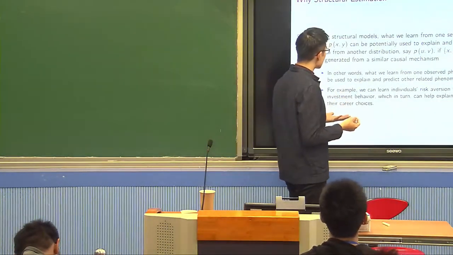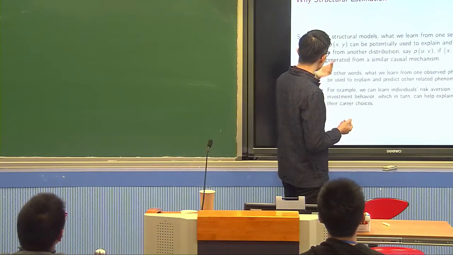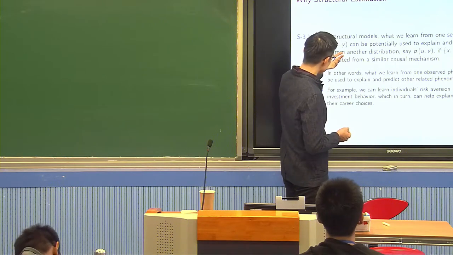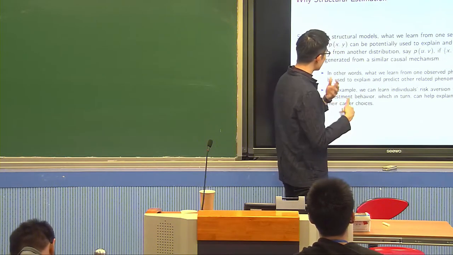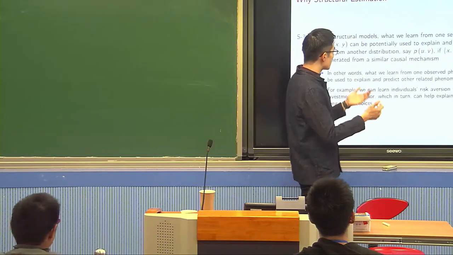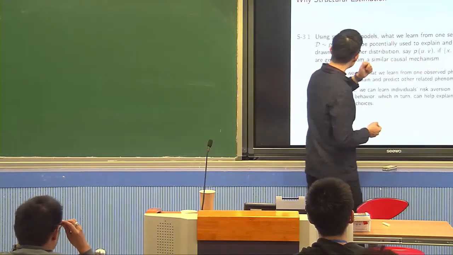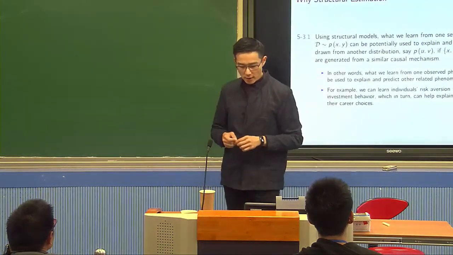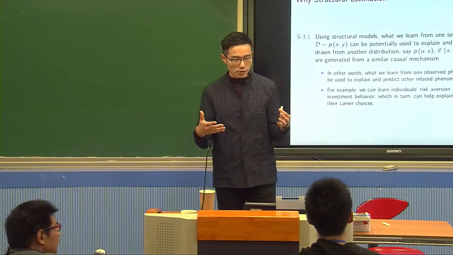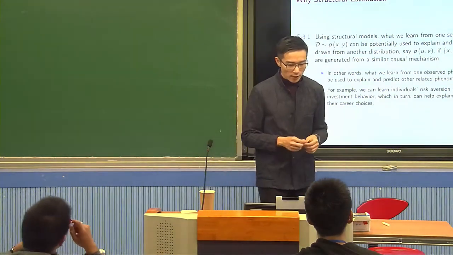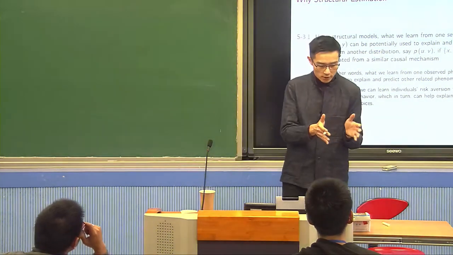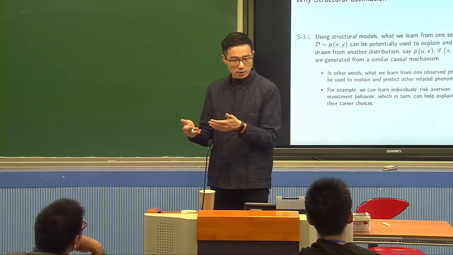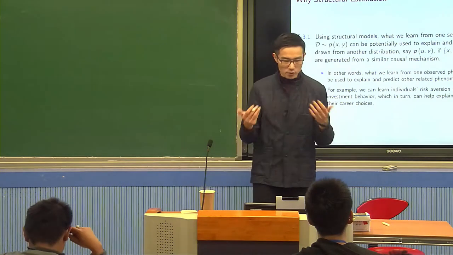In particular, what this means is that if our data come from one distribution, we can potentially learn from this distribution to predict what happens in another completely different kind of distribution. So because structural estimation models the mechanism, as long as two different distributions share very similar mechanisms, we can learn the mechanism from one distribution and use it to model another distribution. This is the power of structural estimation.